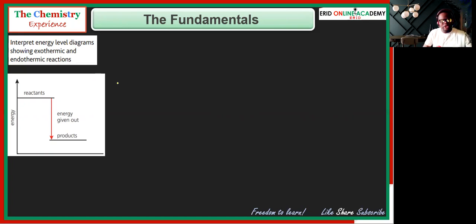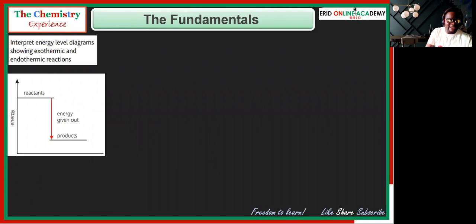The next thing in your syllabus says you should be able to interpret energy level diagrams showing exothermic and endothermic reactions. So you have a whole lot of this in objective questions. They love so much drawing energy level diagrams. So it might look simple, but you don't need to lose any single mark, okay? Now, the concept that I explained to you guys about energy conversion comes in here, and it helps you to understand the concept of energy level diagram.